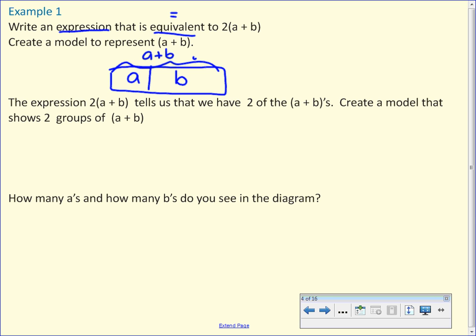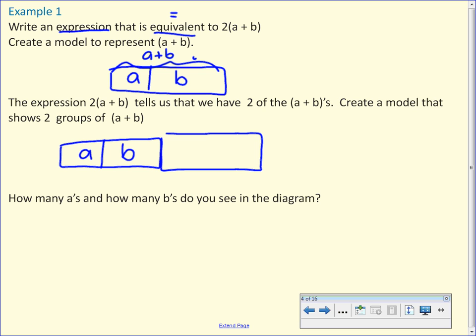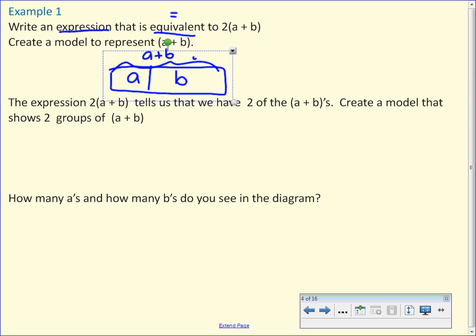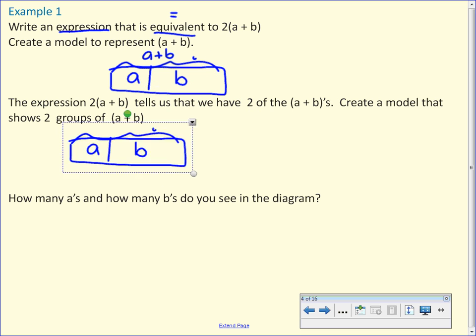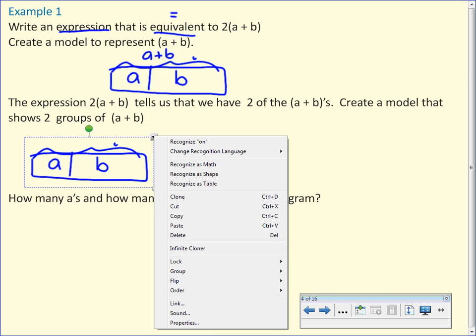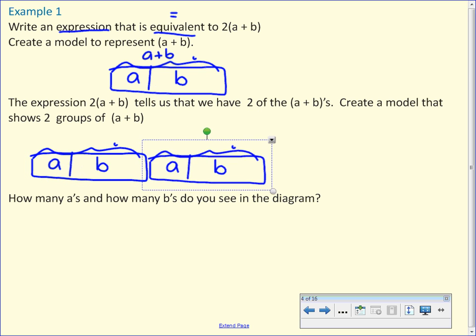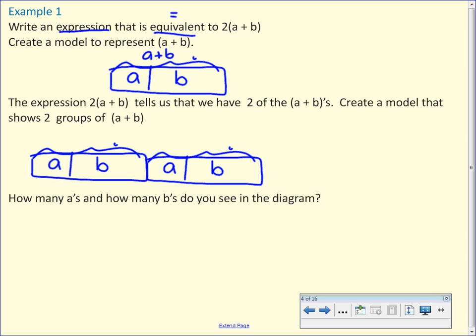So, to represent 2 times A plus B, we have to draw 2 of those. Right. We have 2 of those now. So we had A plus B. So here's 1 A plus B. So now here's a second A plus B. Should have drawn that a little bit better. Here's 1 group of A plus B. Here's a second group of A plus B.